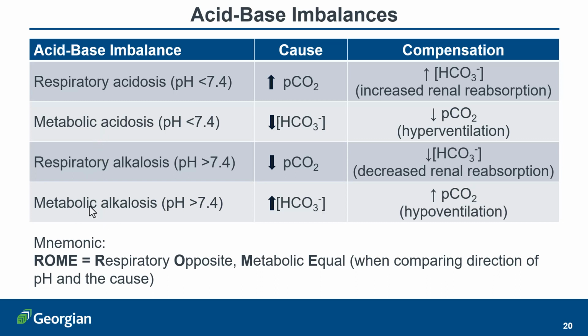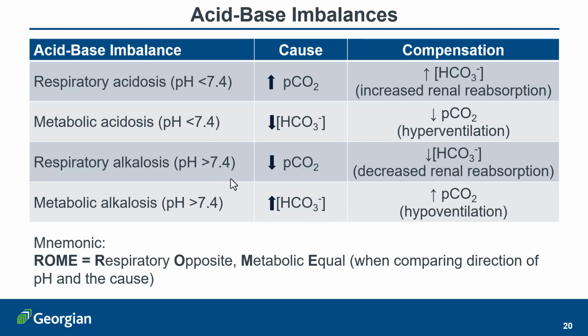So the way that we remember all this is by using this mnemonic ROME, respiratory opposite metabolic equal. What we're doing over here is looking at the signs or the directions of change for pH and the primary cause over here. So respiratory opposite, pH decreases, and that's because PCO2 has increased. Similarly, for respiratory alkalosis, pH has increased because PCO2 has decreased.